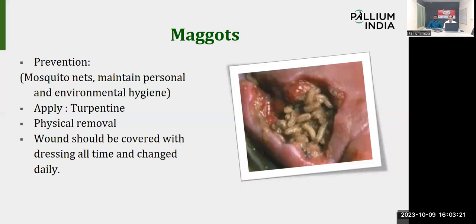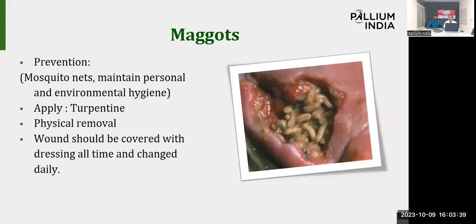Whenever we have a wound, we have to suggest these preventive strategies, and if maggots have developed, we have to tell them to cover the dressing with turpentine. We will not put the turpentine-soaked gauze inside every time. We will do it only temporarily. So day by day, the maggots will go.